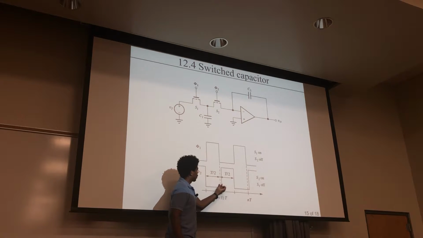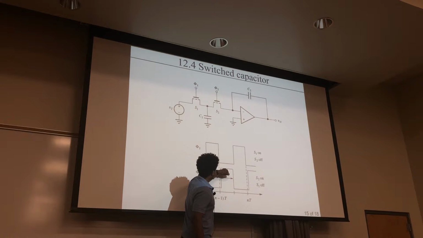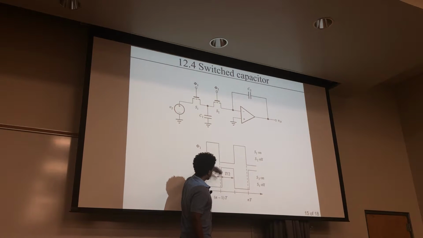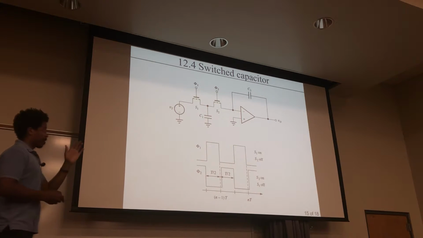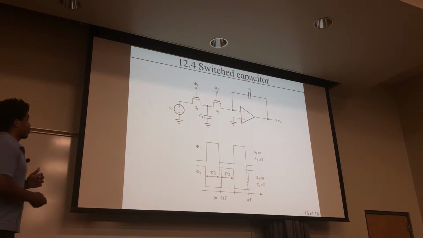So the switching doesn't happen exactly at the same time. But when this is low, that's high. So it's either charging or discharging one at a time. And they're just passing back and forth between the capacitors.